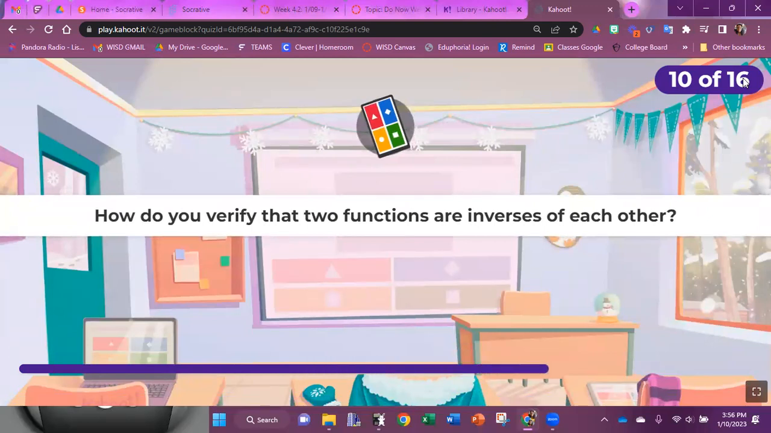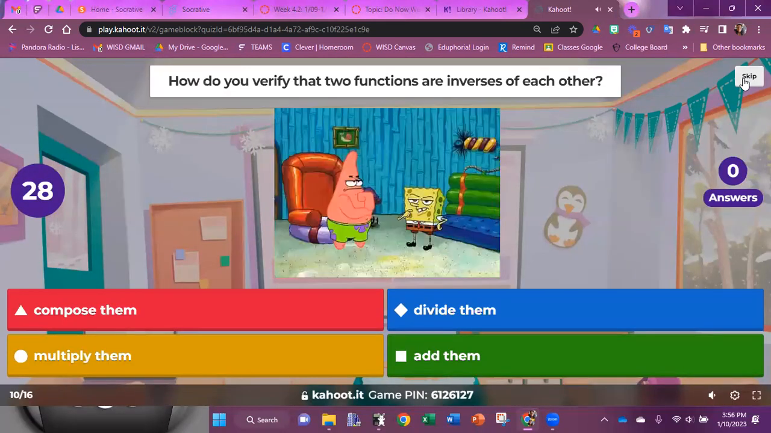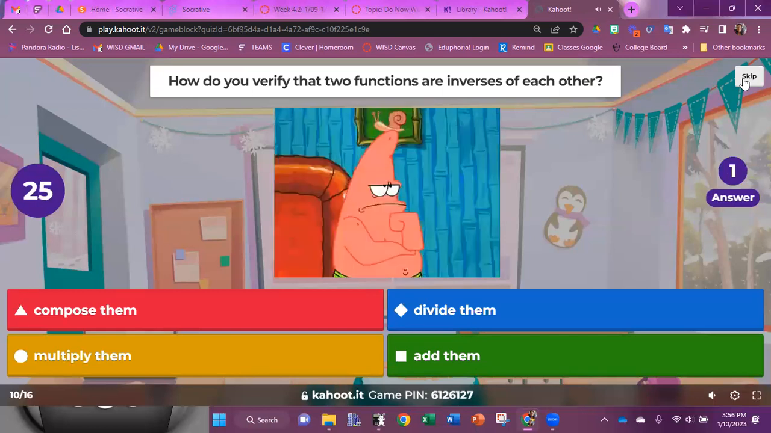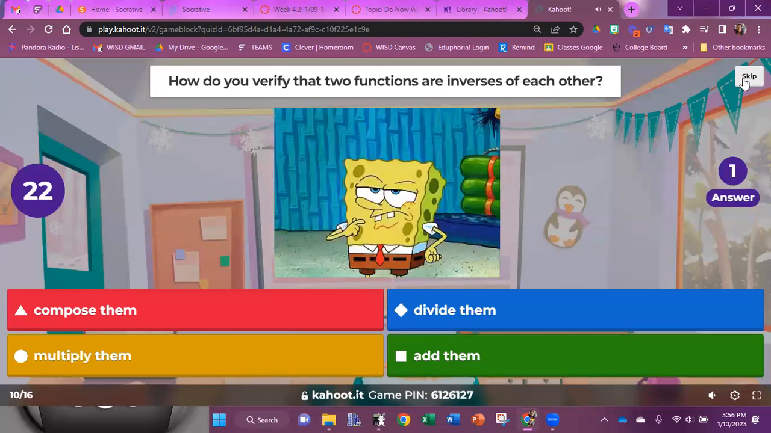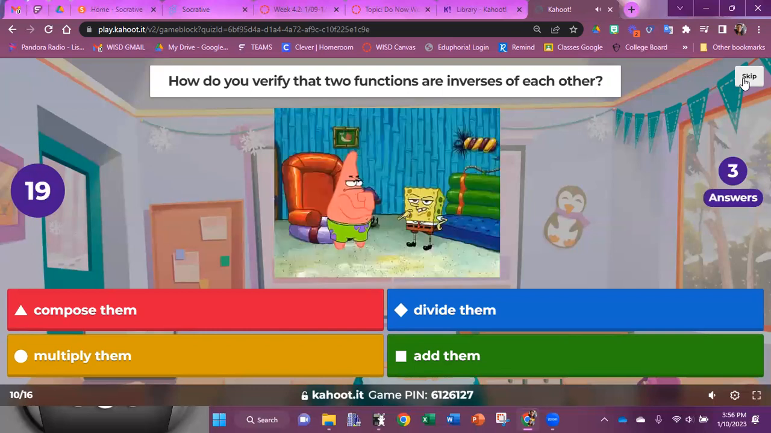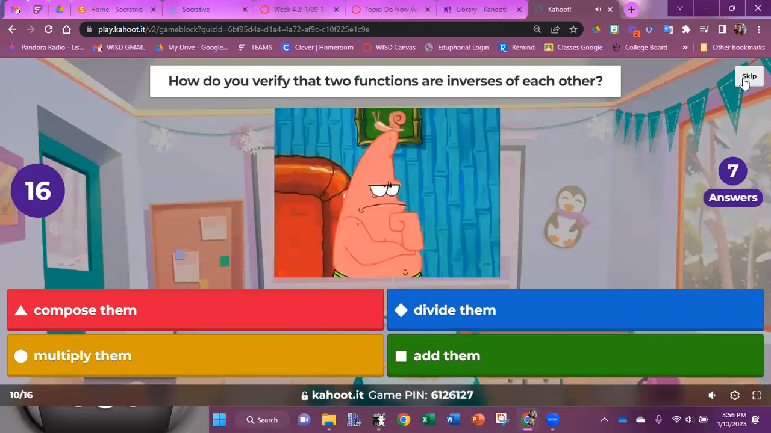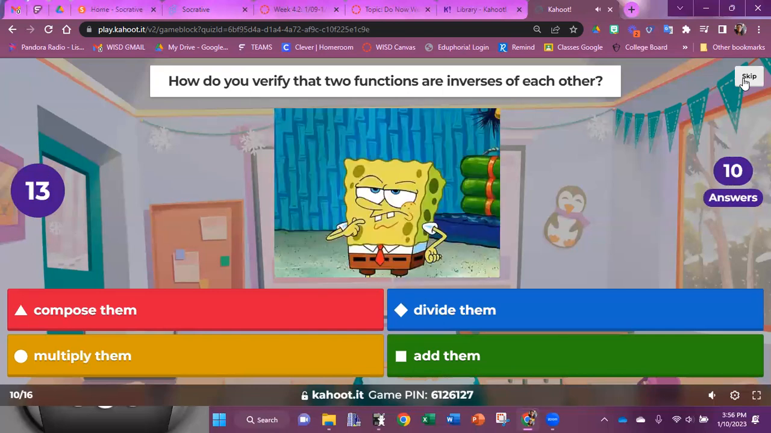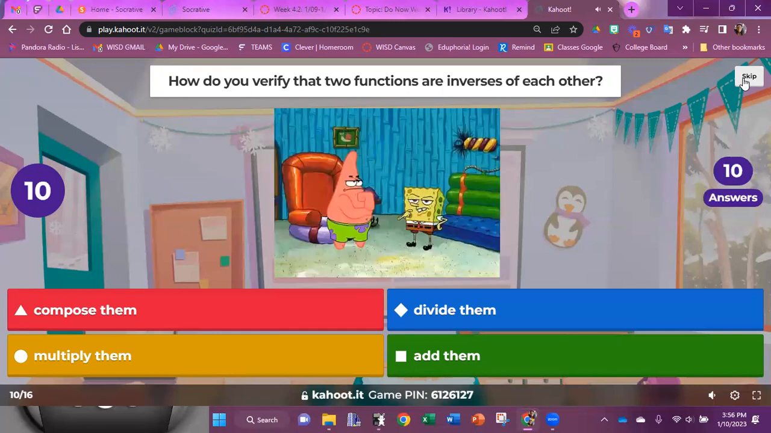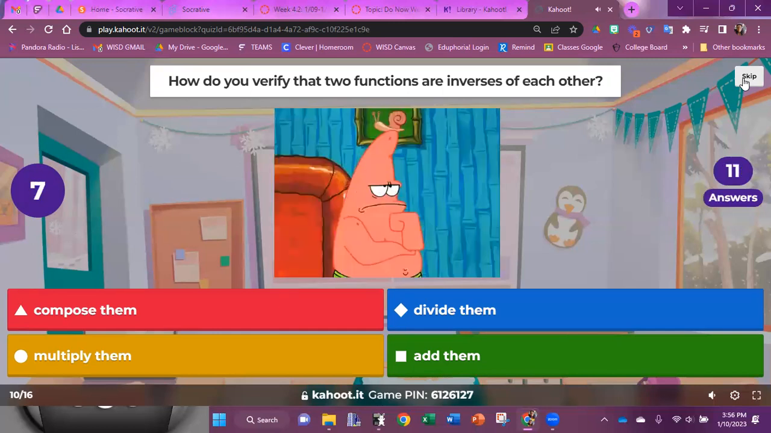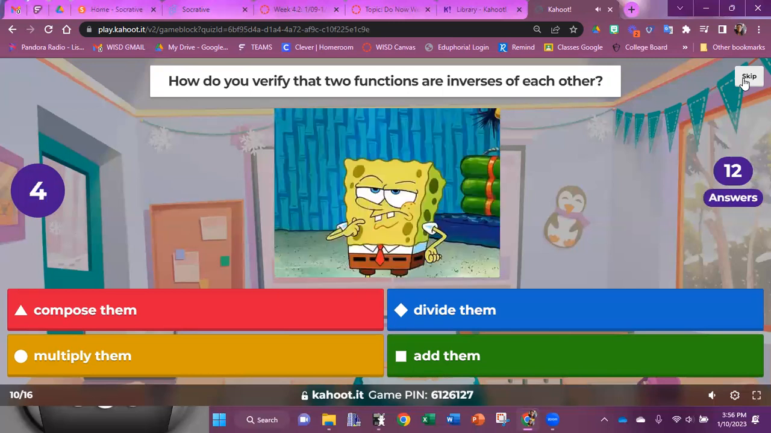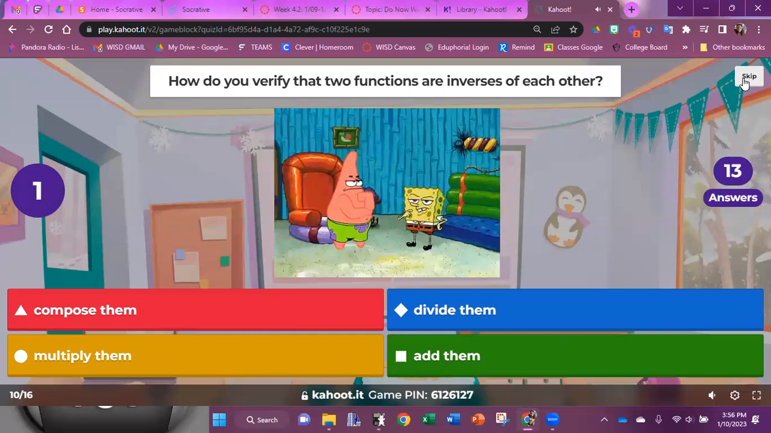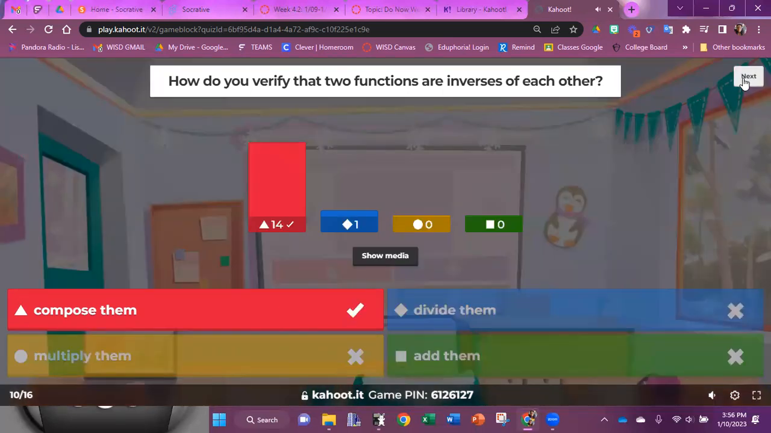All right, how do you verify that two functions are inverses of each other? We compose them, and when we compose them, what do they need to equal? x. They both need to equal x.